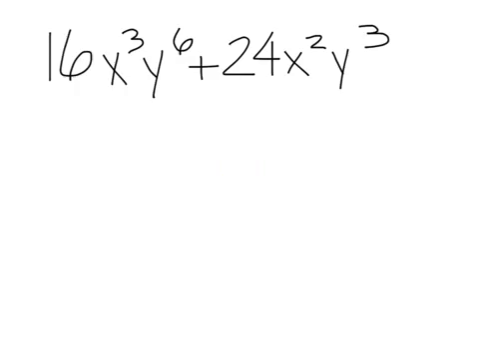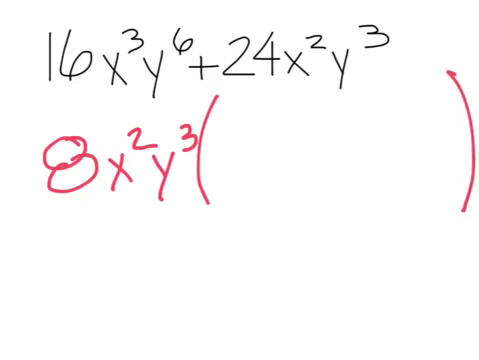Here's the example. You have to find the greatest common factor, the objective we had the last test over. The highest number that comes out of 6 and 24 is what? 8. What's the lowest power of x in there? X to the second. And then what is the lowest power of y? Y to the third.